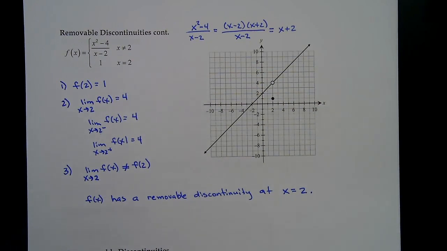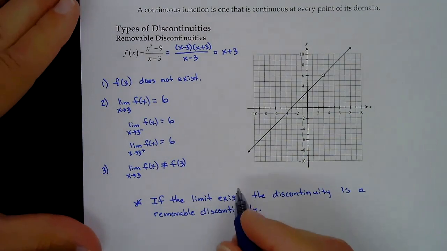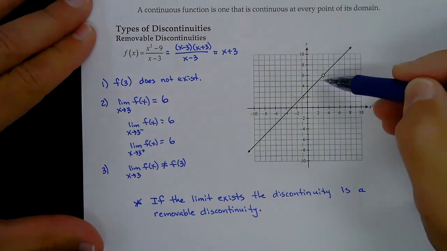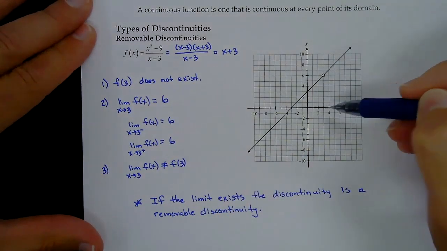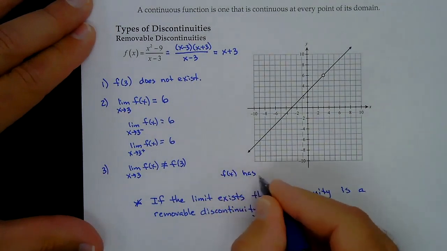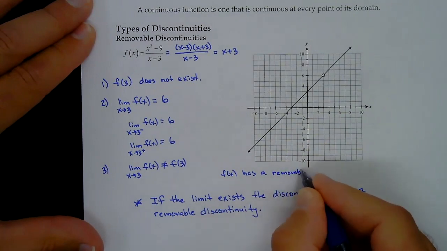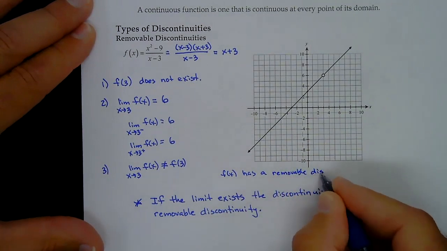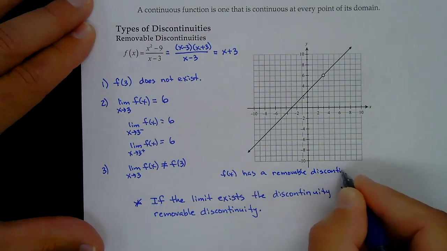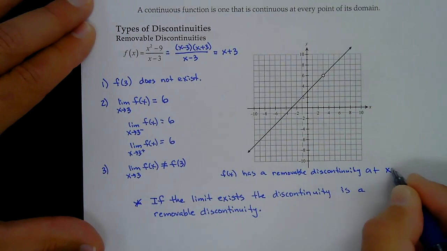Actually, let's go back. So on this, we would say, okay, because I forgot to write it, that there's a removable discontinuity at x equals 3. So f of x has a removable discontinuity at x equals 3.